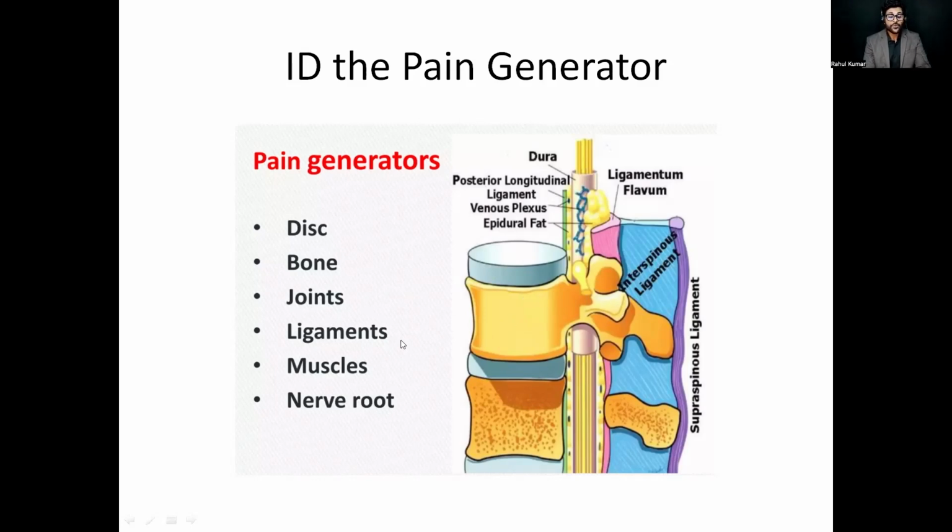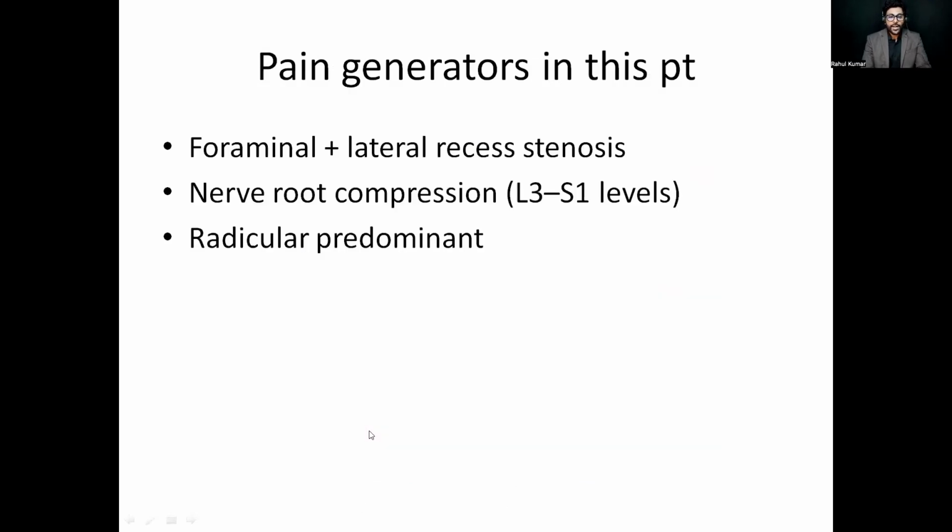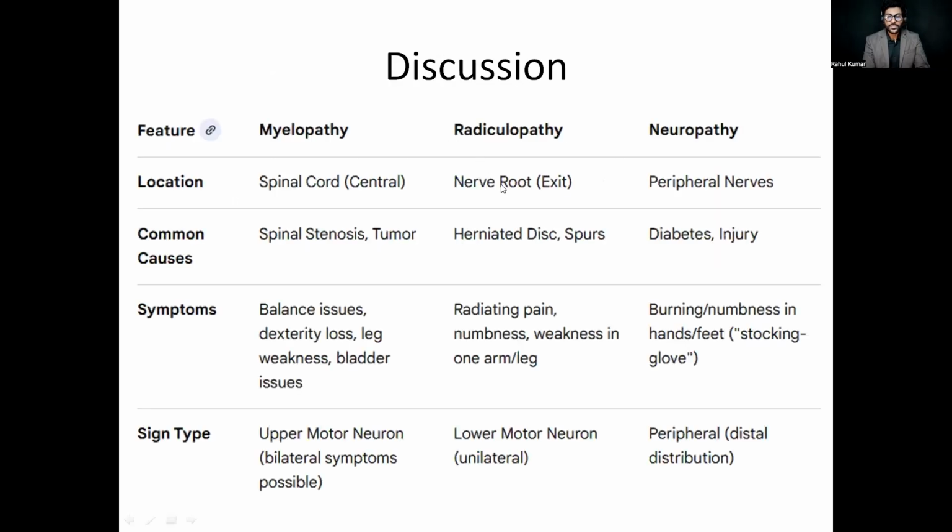That's when we do a medial branch block. And you have ligaments, of course, the interspinous and supraspinous ligaments that can take a toll, then paraspinal muscles and the nerve root. Foraminal and lateral recess stenosis was also seen in this patient. So we did the analysis and finally understood that it is radicular predominant, meaning there is compression of the nerve root. Radiculopathy, neuropathy, and myelopathy.